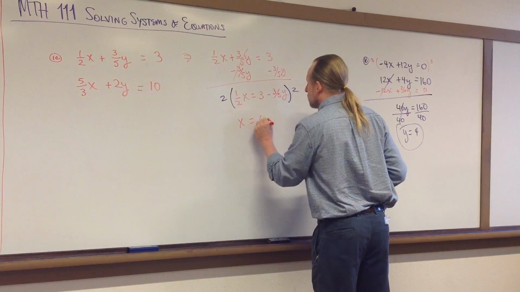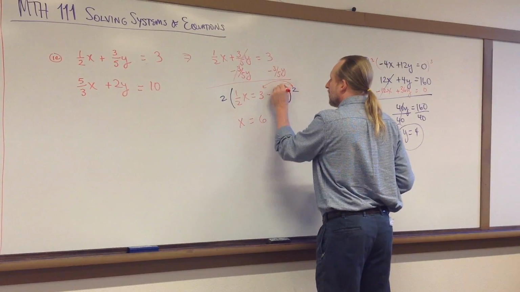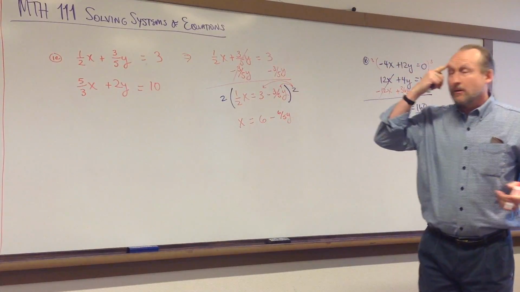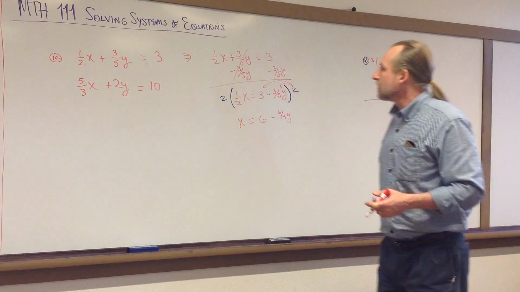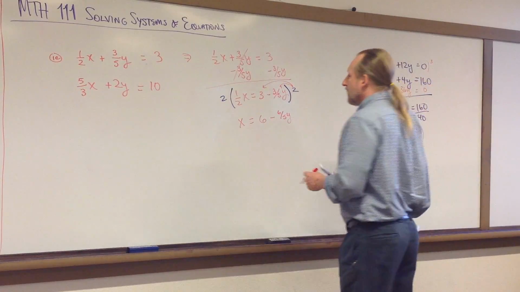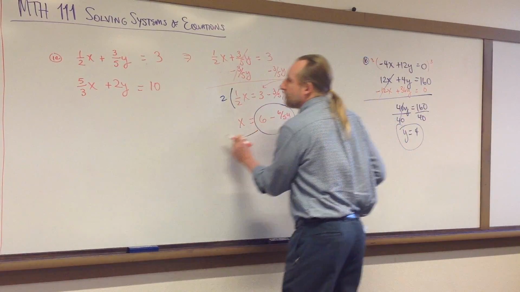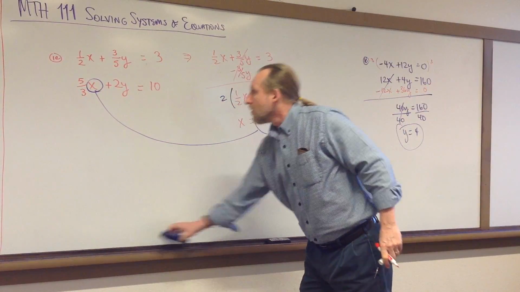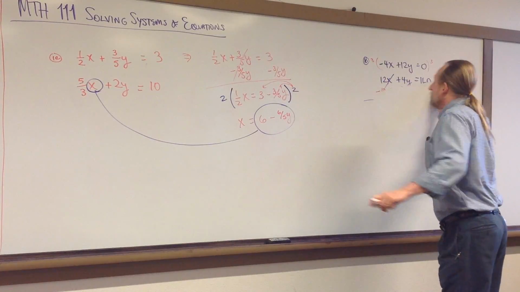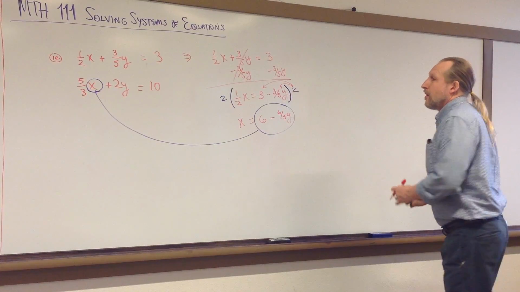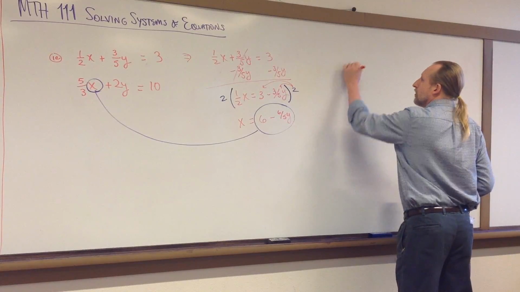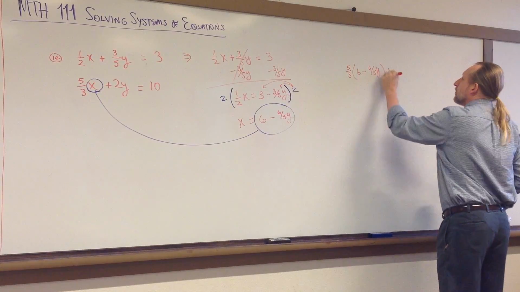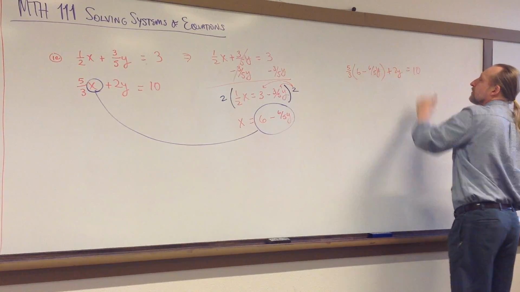So x is going to be 6, and we have to distribute here, minus 6/5 y. That's not ideal, but we've got a nice solution for x here, and that'll allow us to take this expression for x and plug it into the other equation. All right, so let's see what we get out of that. So 5/3 times 6 minus 6/5 y plus 2y equals 10.